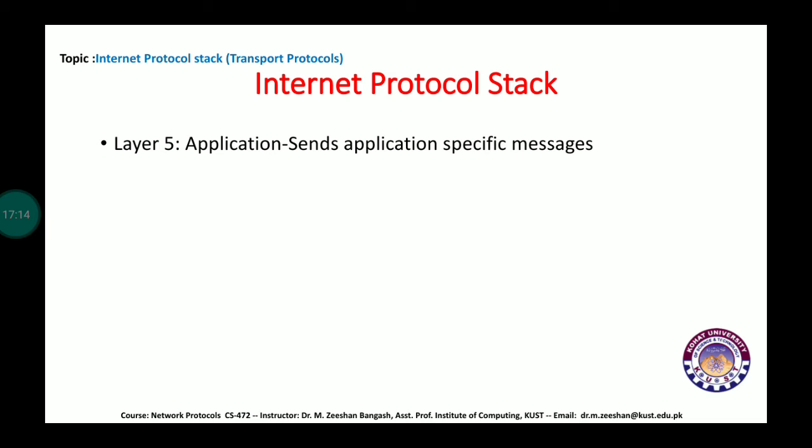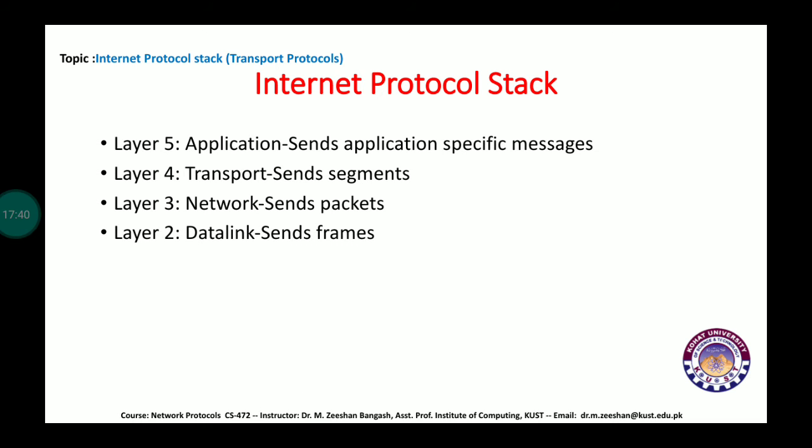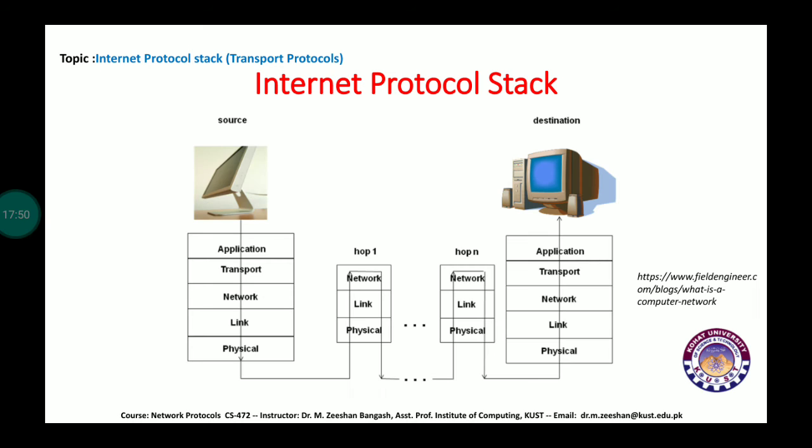So layer 5, which is the application layer, sends the application specific messages to the lower layer for further processing. Layer 4, the transport layer, sends the segmentation information to the lower layer for adding the routing information, that is, the network layer sends the packets by adding some routing or destination network information. Then it's passed on to layer 2, the data link layer, which sends the frame, and at the last, the physical layer sends the bits to the network.